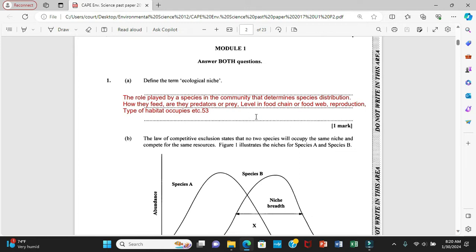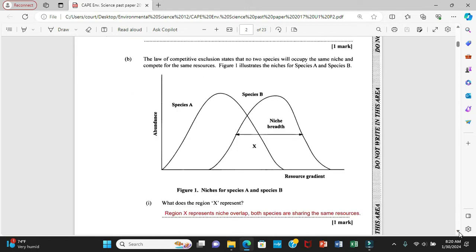All right, let's move to 1B. 1B reads, the law of competitive exclusion states that no two species will occupy the same niche and compete for the same resources. Figure 1 illustrates the niches for species A and species B. Let's analyze the diagram here. Furthermore, here they mention the law of competitive exclusion.